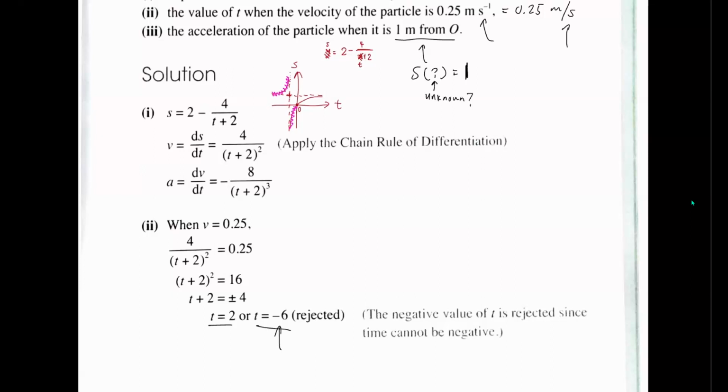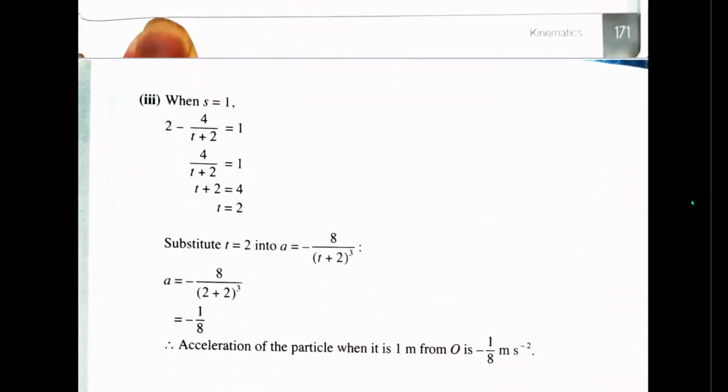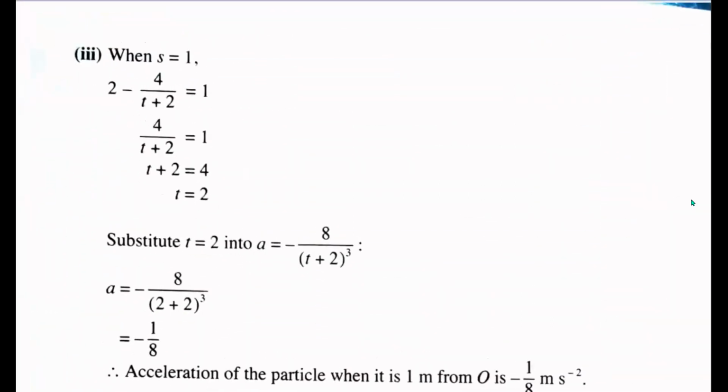But we don't know the t, right? But we already have a formula for s. So from there we can solve for t. Yes, that's exactly what they did. So when s equals 1, you just sub into the formula, you get equals 1. Then from there, you can solve for t. I'm sure you know the algebra, right? So solving for t, what do you do next? You can then sub it back into the formula for a, and you can get the acceleration.